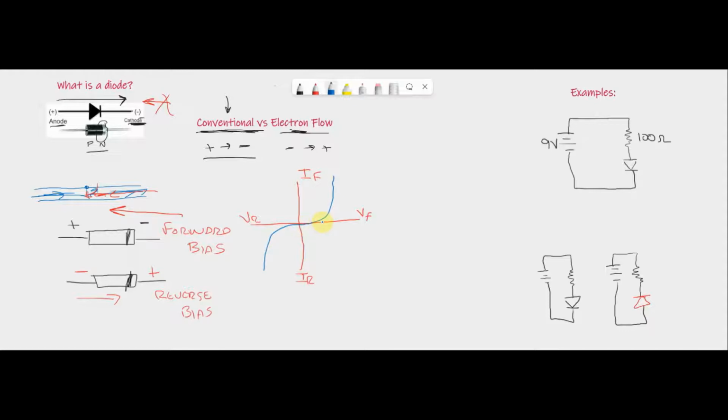Now, where do I get this chart? You can look at this chart in the specification for any diode that you want. Trust me, it is there. Now, what can we read by this?